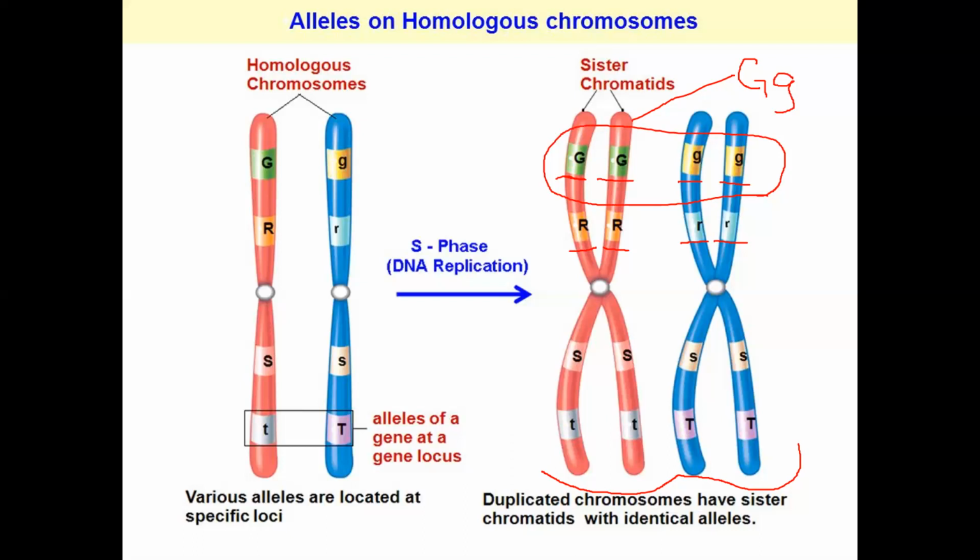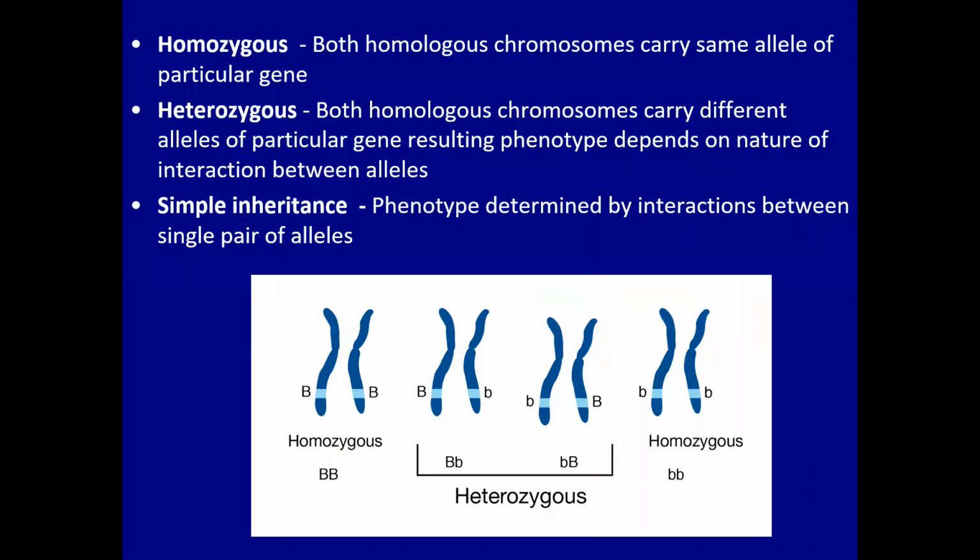Now, if they were big G with 2 big G's over here, they'd have brown eyes. And if there were 2 little g's over here, they would have blue eyes. Remember, you have 2 copies of each allele because we have replicated chromosomes that are part of a homologous pair. Homozygous means that both homologous chromosomes carry the same allele. So if you look down at this picture, this is homozygous, right? But if we're heterozygous, both homologous chromosomes carry different alleles.